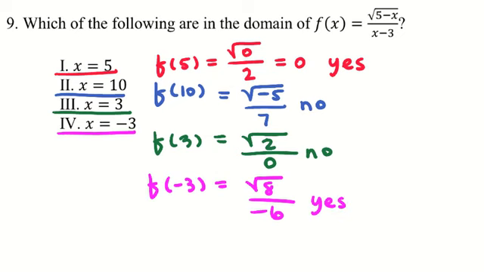You're just going to take it one at a time and make sure that you're not dividing by 0, taking the square root of a negative number, maybe taking the log of a number that isn't positive, something like that.